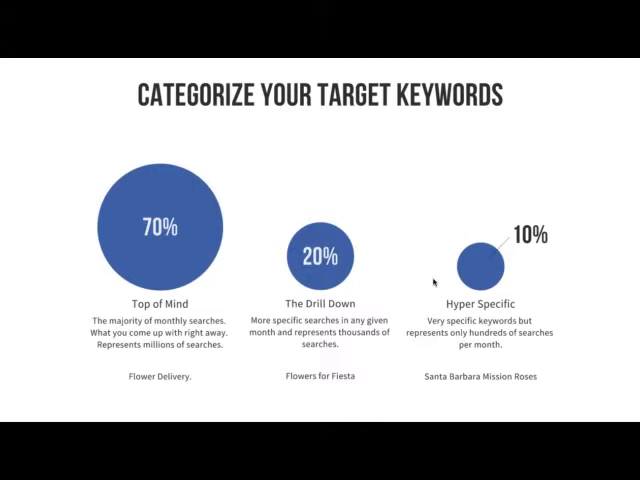And then there's the hyper specific or the long tail that we could look at. And that is the very, very specific keywords. My example here is Santa Barbara Mission roses. So these are roses that you might find pretty much by the Santa Barbara Mission. They're beautiful, they're specific, they have the phrase Santa Barbara in them. That makes it hyper specific, right? Not many people are going to be searching for those, but those that do might be really motivated to buy them. And that's why we want to take a look at that too.